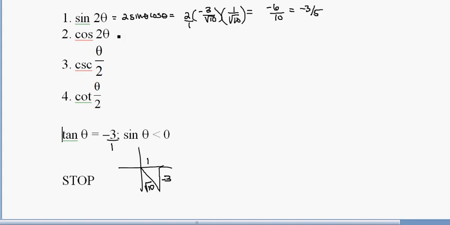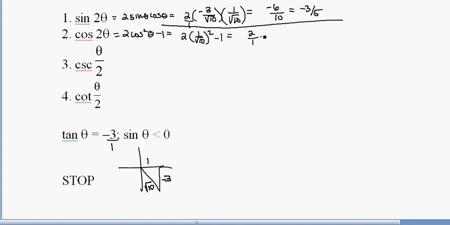Again, I have choices with doubling or cosine. I'm going to choose the easiest one, I think, which is 2 cosine squared minus 1. Let me draw a little line here. So this is 2 times cosine, which is 1 over the square root of 10, quantity squared, minus 1. So this is 2 over 1 times 1 over 10 minus 1, which is equal to 1/5 minus 1, which hopefully you can see is -4/5.